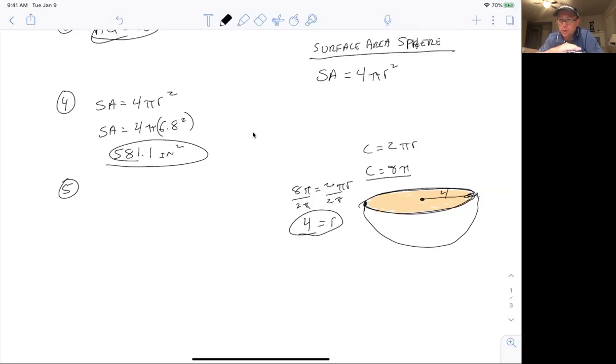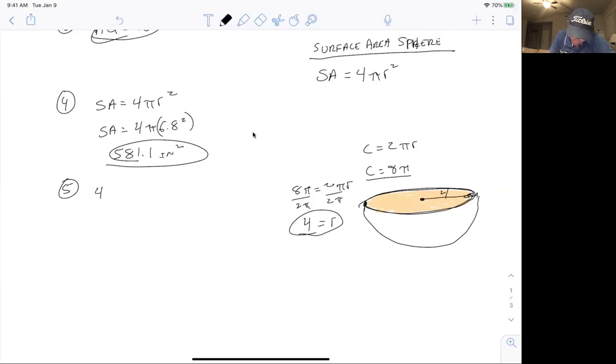Think of slicing a ball in half. So I need to find that flat part where I cut it as part of the surface area of a hemisphere. So I'll take half of the sphere's surface area and then add that to the surface area of the circle on top. So let's first find half of the sphere.